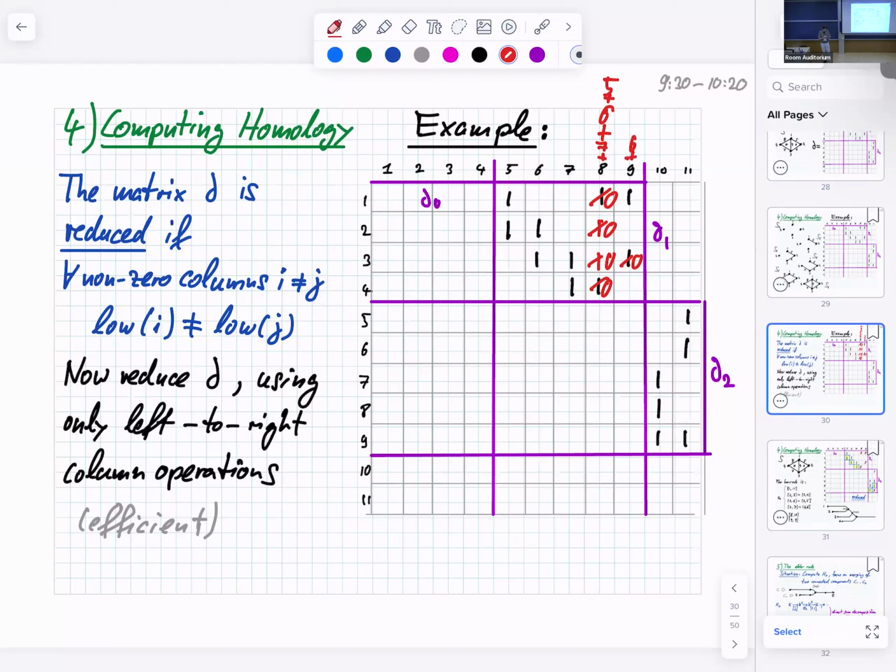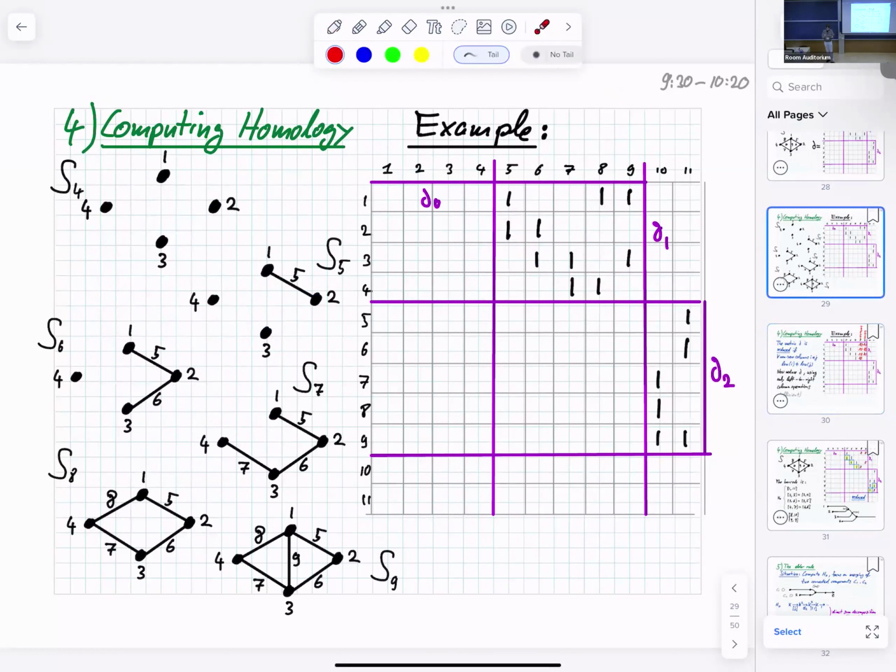But the 6 also has an entry there. So I get a 1, 1 here, and this is in conflict with the 5. So I need to add my 5 to the story. And if I add 5, they cancel out. This is what we get. That's good.